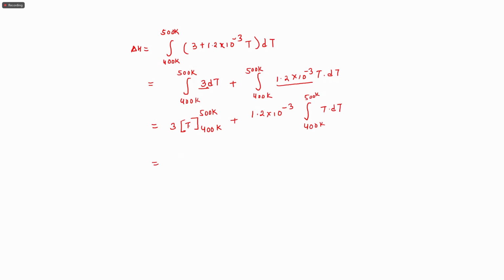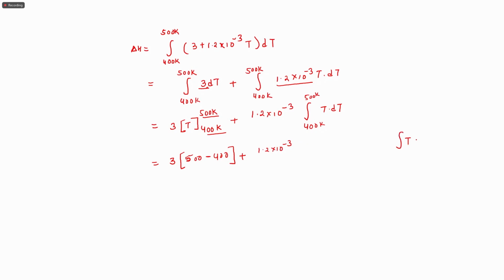So this will become 3 into this value minus this value. So 500 minus 400, plus 1.2 into 10 to the power minus 3.